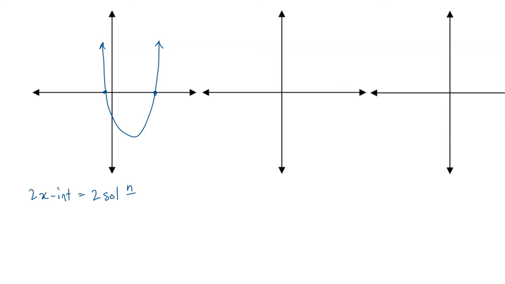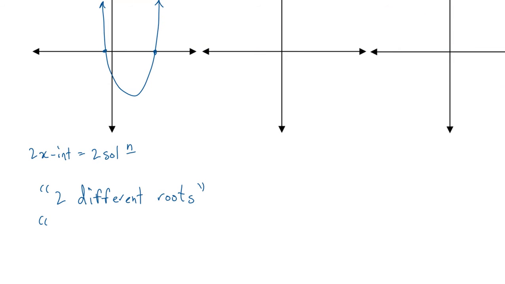So, if you are asked about the roots, and this is the case that you have, this is what you are going to say. "Two different roots." I'm putting in quotation marks because I want you to say it exactly that way. I don't want you to say anything else. And that means that there are two solutions, as we already discussed.